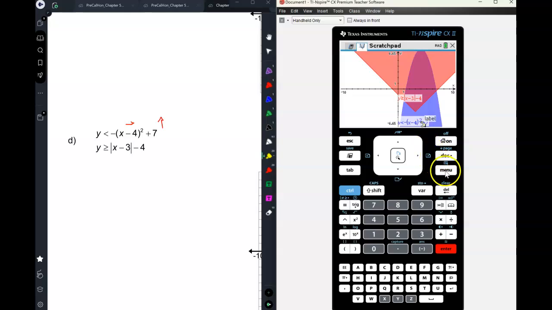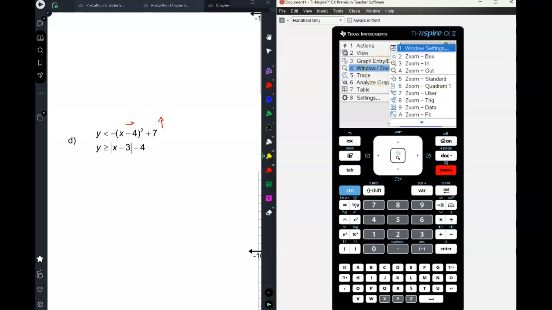So what we're going to do, hang on. Look at what I'm going to show you. Press menu. This is an important thing as well. There's actually a couple of things you can do. Okay, press menu. Go to Windows Zoom. That's number 4. The first one is Windows Settings.